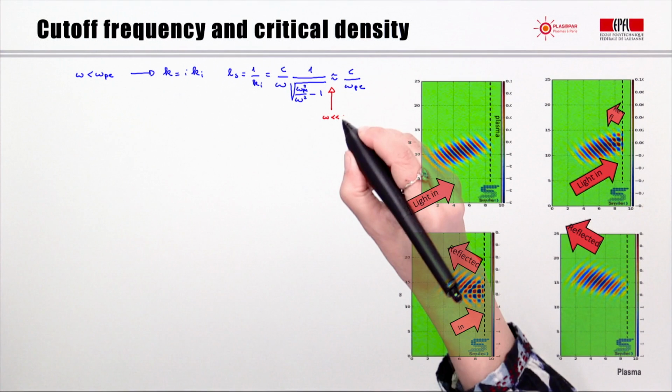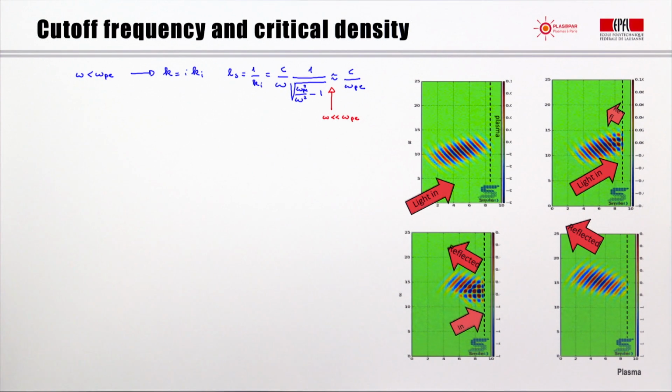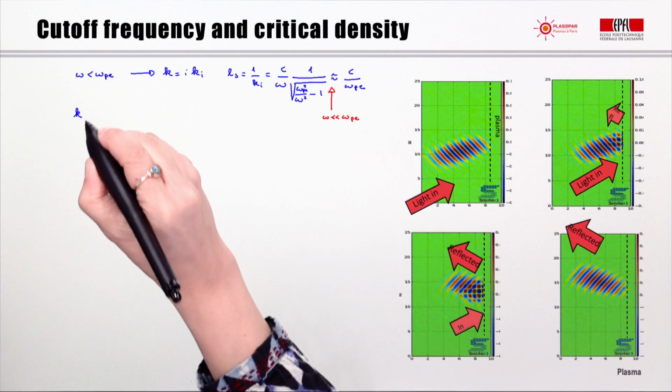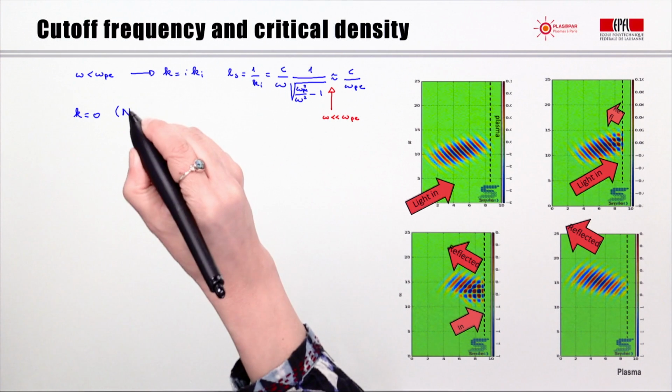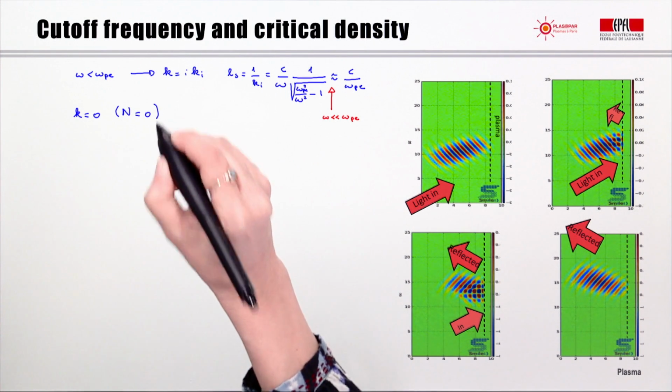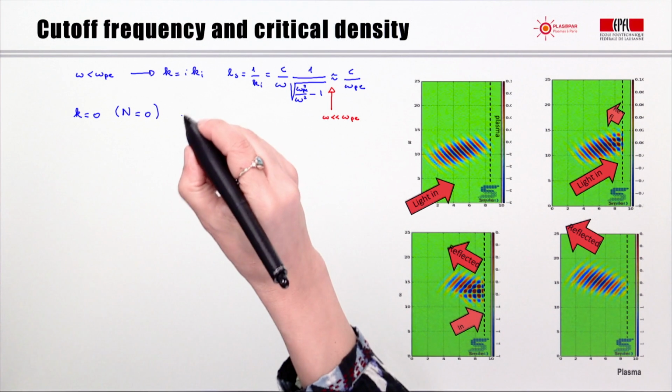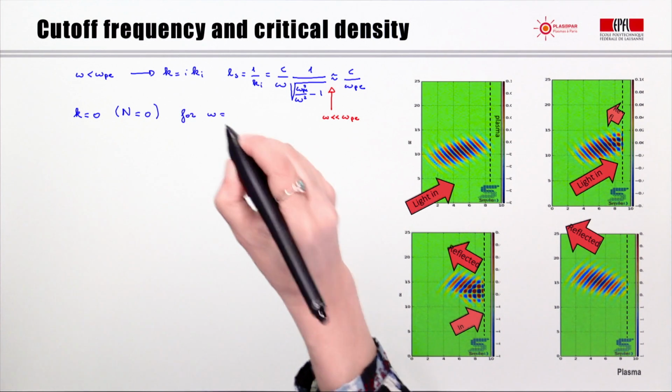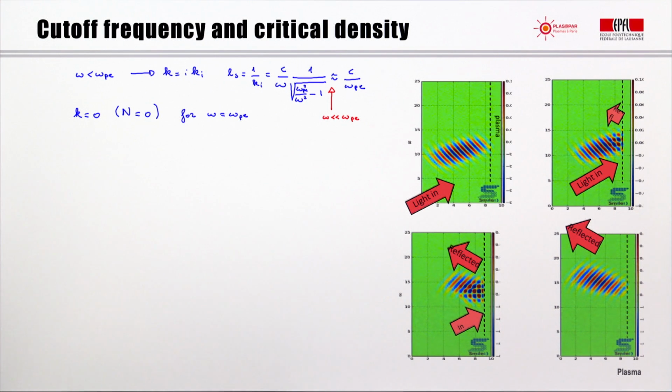We are now in a position to define the cutoff frequency for light waves. This concept of cutoff frequency was already introduced by Professor Ricci. So what does it mean? In fact, if we have a frequency such that for this frequency the wave vector k is equal to 0 and the index of refraction is also equal to 0, this is called the cutoff frequency. For light waves, this happens for omega equals omega p, the plasma frequency. And this frequency gives the cutoff between a propagating wave and a wave that becomes evanescent at the plasma surface.